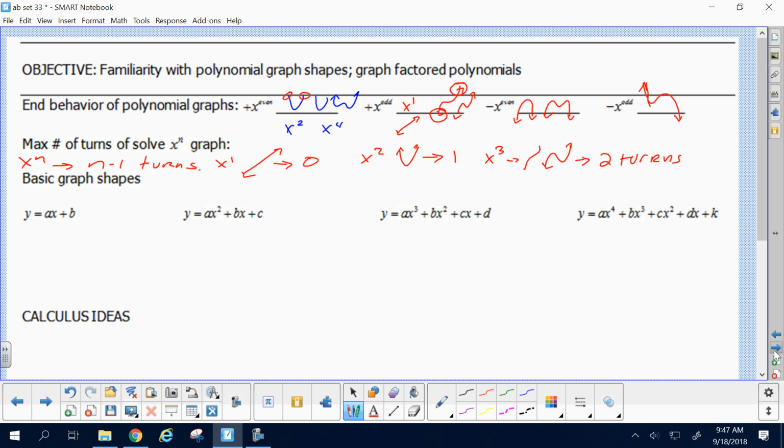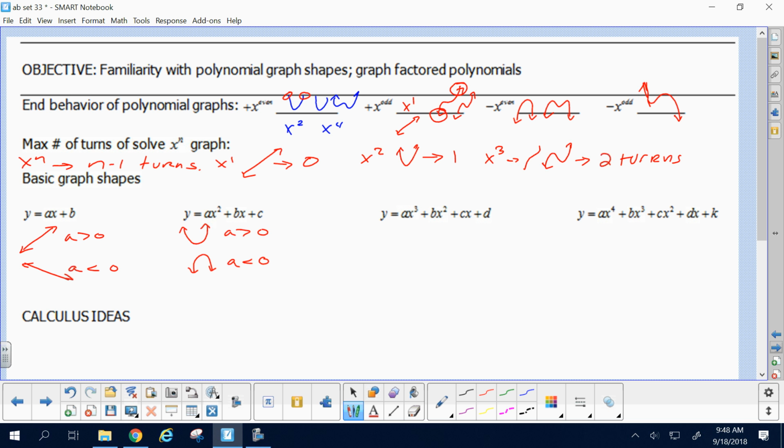Here we go. Y equals ax plus b. What does the graph look like? Well, it's linear. Yeah. If a is greater than 0, then it would look like that, positive slope. If a is less than 0, then it would obviously be negative. Cool? Ax squared plus bx plus c is a parabola. It could be a parabola opening up if a is greater than 0, or a parabola opening down if a is less than 0.